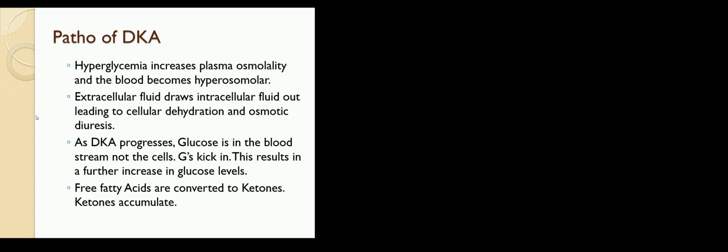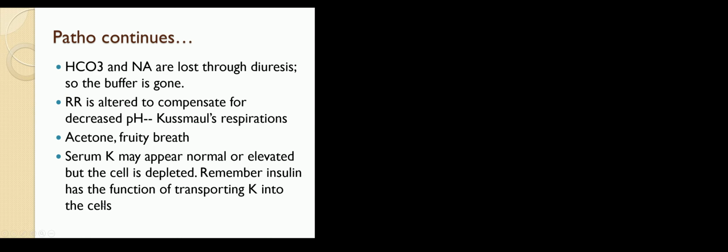Fatty acids then are converted to ketones because remember the long-term versus short-term. If we don't have glucose in the cells for energy, then it's going to use whatever it has at that time and convert it. So we'll start breaking down fats. We'll start breaking down proteins in the muscles and the cells to use them for energy. Ketones then accumulate, so we become ketoacidosis. So that is diabetic ketoacidosis. The ketoacidosis is from the ketones accumulating.